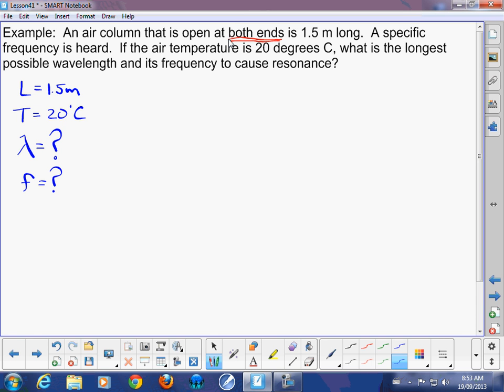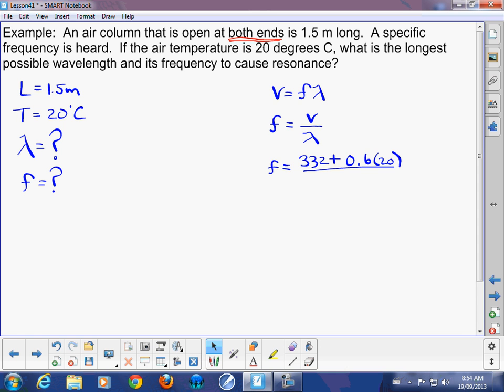Where does frequency come from? It comes from our universal wave equation: V equals F lambda. We're looking for frequency, so I'll rearrange the equation, and we get F equals V over lambda. I need to know the velocity of sound in air. From previous lessons, 332 plus 0.6 multiplied by 20, divided by wavelength. Well, I don't know the wavelength yet, so there must be another calculation in there.